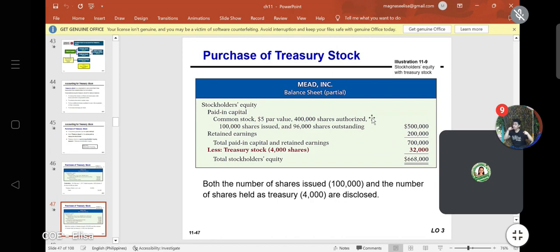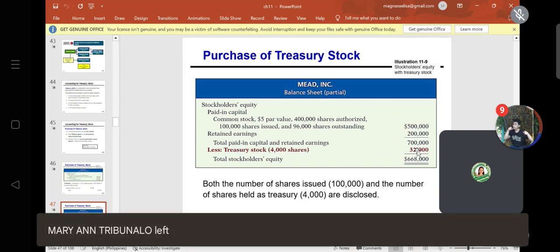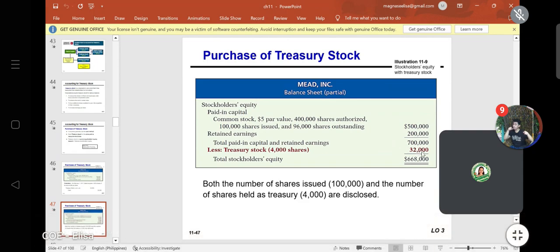So in here, what will be reported is still the same: 100 times 5, that is 500. But below, you deduct the treasury stock of 32,000. Our accounting equation is still balanced here because on your left side, you deduct 32,000 from cash. And then at the same time, you deduct 32,000 from your stockholders' equity.